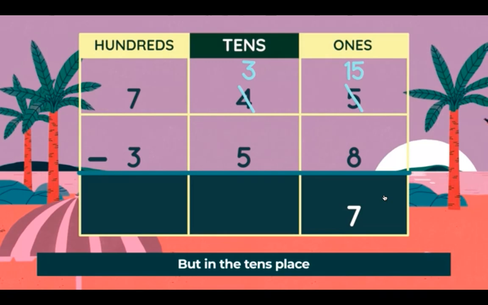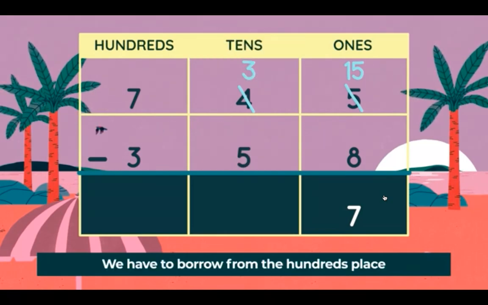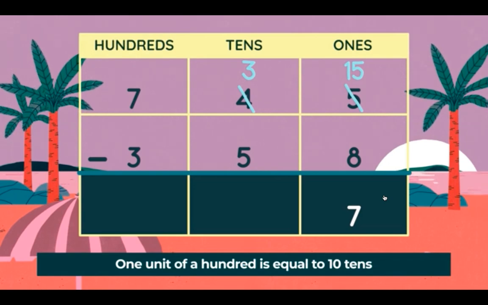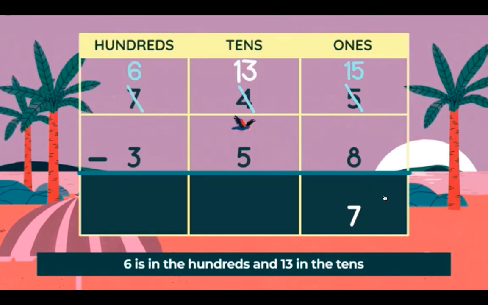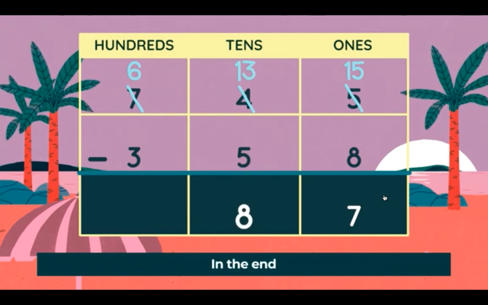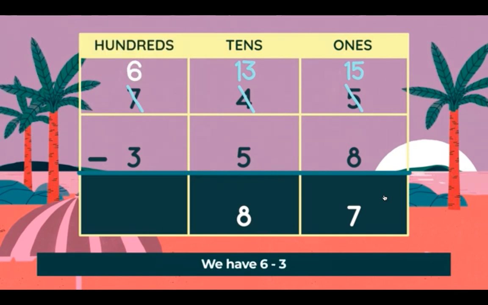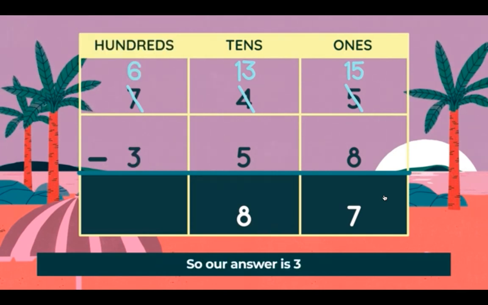But in the tens place, we have 3 minus 5. We have to borrow from the hundreds place. 1 unit of 100 is equal to 10 tens. 6 is in the hundreds and 13 in the tens. 13 minus 5 is 8 in the end. Now in the hundreds place, we have 6 minus 3. Let me think. So our answer is 3.